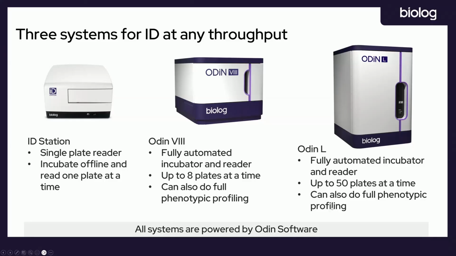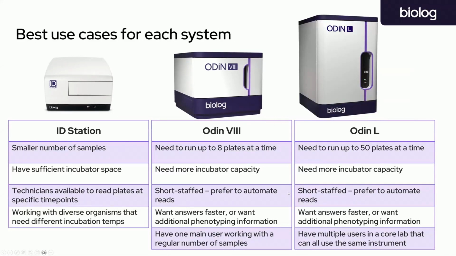And the 2 Odin systems can also do a larger set of phenotypic profiling. So there are ways you can go deeper to profile whatever organism you're interested in, and they're able to do that work as well. So how do you decide which system is right for you? There are some points here on this slide. In general, if we start on the left, if you have a smaller number of samples, or maybe you have plenty of incubator space in your lab, or you have incubators set to a bunch of different temperatures for different organisms that you're identifying, the ID station could be a great fit.